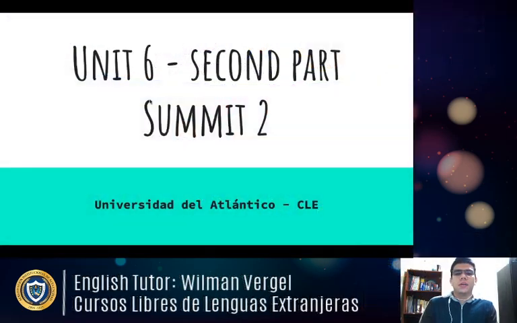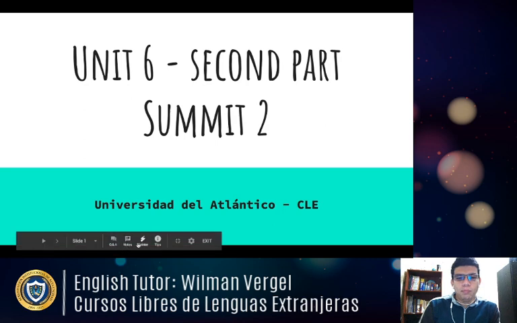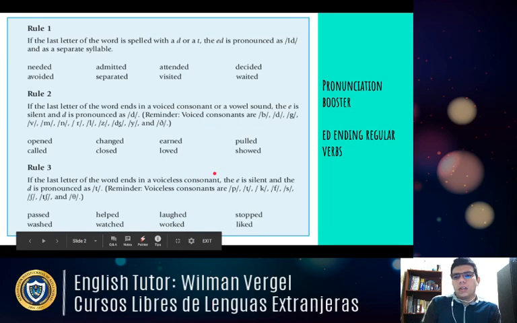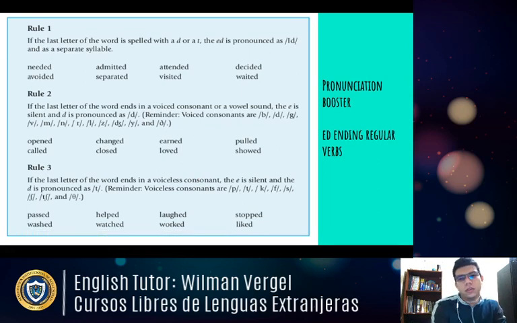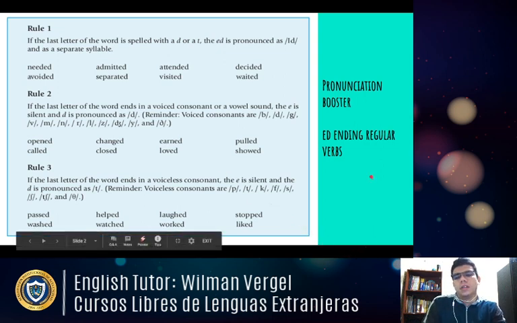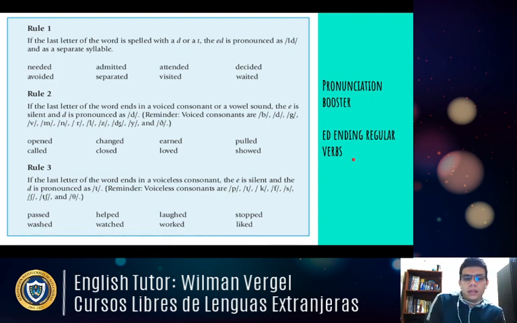Okay, Unit 6, second part, Summit 2. Well, we're going to talk about a topic that is in the pronunciation booster, which is the ed ending for regular verbs. Ed ending for regular verbs. So, when we talk about these ed endings in pronunciation, we have 3 different rules in English. Okay, so we're gonna analyze each of these rules, and we're gonna see if we're pronouncing the verbs correctly in the past.